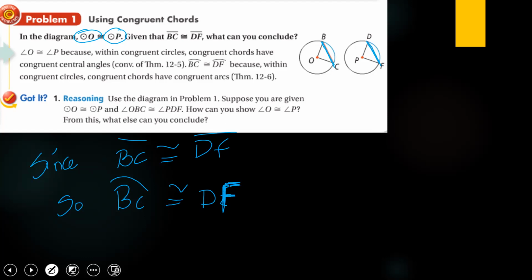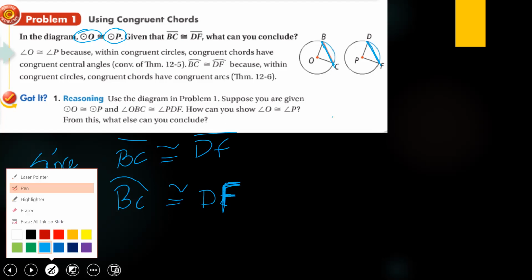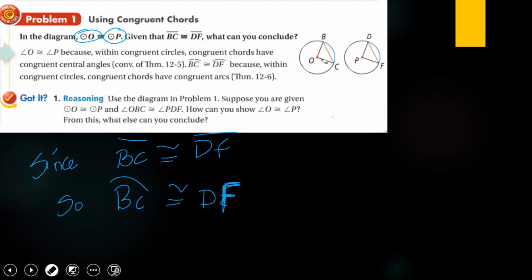Now, question one. Use the diagram in problem 1. Suppose that you are given that the angle OBC is congruent to the angle PDF. How can you show that the angle O is congruent to the angle P? What else can you conclude? Corresponding sides of congruent triangles are congruent, because the two triangles are congruent.